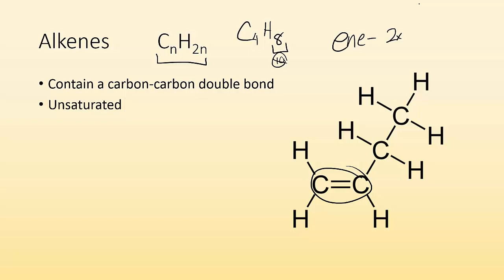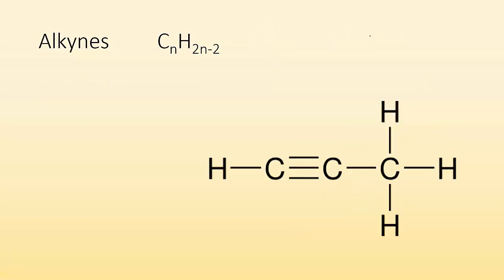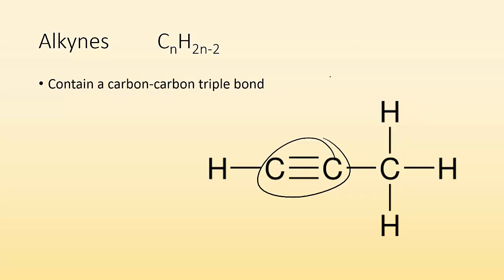This is unsaturated because what you could do is break one of those double bonds and then those carbons could bond to more hydrogens. But they didn't. So they are unsaturated. All right. And that's an alkene. Alkynes have a triple bond. You're looking for a carbon-carbon triple bond. So if you had that, you have an alkyne.